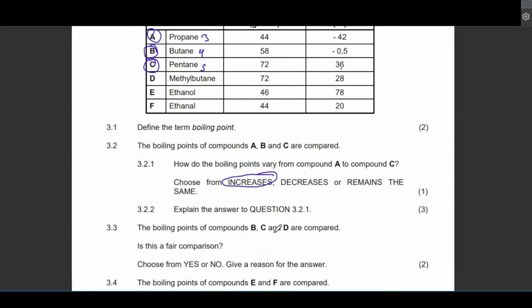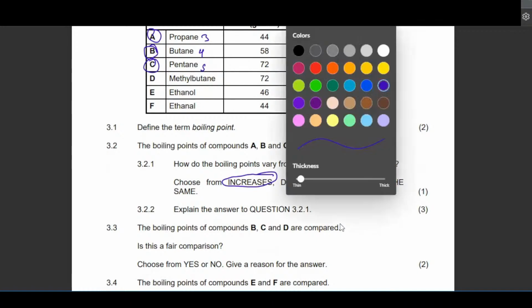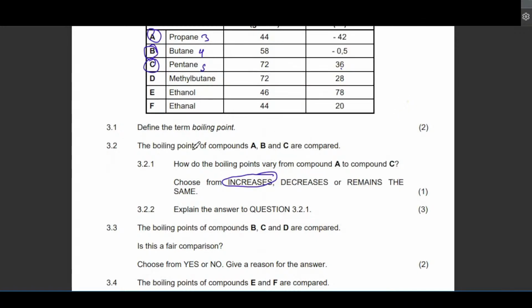The boiling points of B, C, and D are compared. Let's see. B, C, and D. Is this a fair comparison? Let's check. This is 3. This is 4.